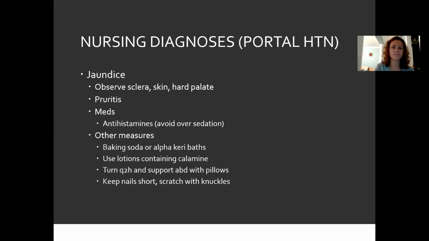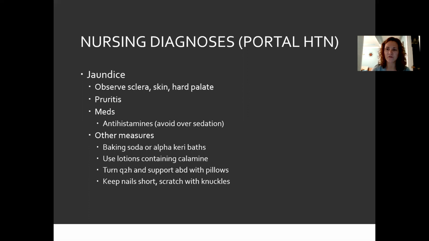For jaundice, we're going to observe for yellow discoloration in the sclera, skin, and hard palate. It can be a little bit more difficult to identify jaundice in African American folks, so we would want to look specifically at their sclera and hard palate. Pruritus, how do we manage that? We can give antihistamines, but definitely want to avoid over-sedation.